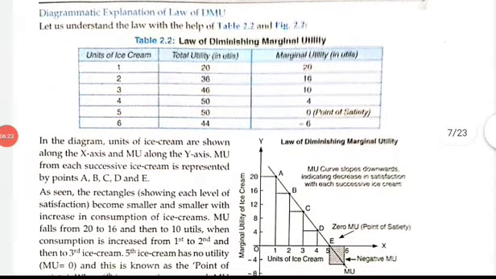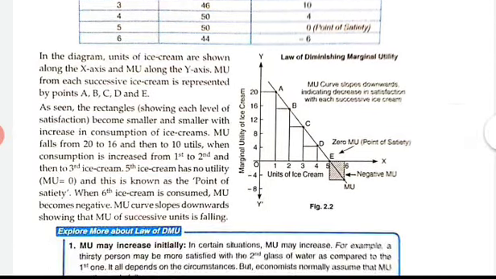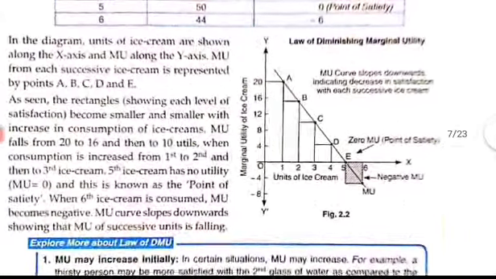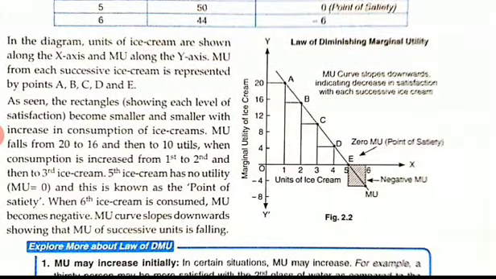Moving on to the diagrammatic explanation of the law of diminishing marginal utility. We can understand this law with the help of this schedule. In the schedule we have the units of ice cream, total utility, marginal utility, and you know the relationship between TU and MU. In this diagram, units of ice cream are shown on the x-axis, while MU is shown on the y-axis. The MU from each successive ice cream is represented by the points A, B, C, D, E.